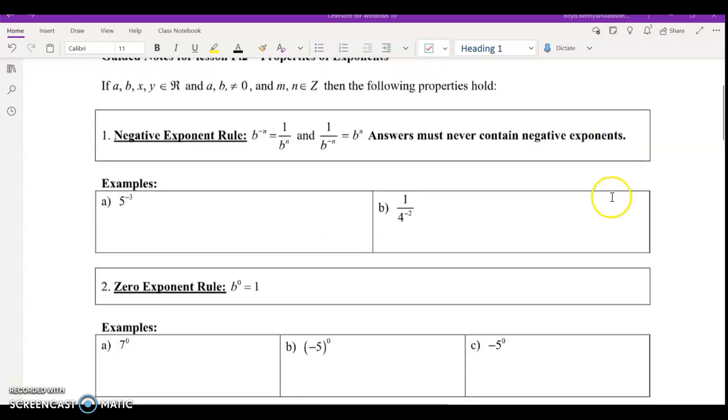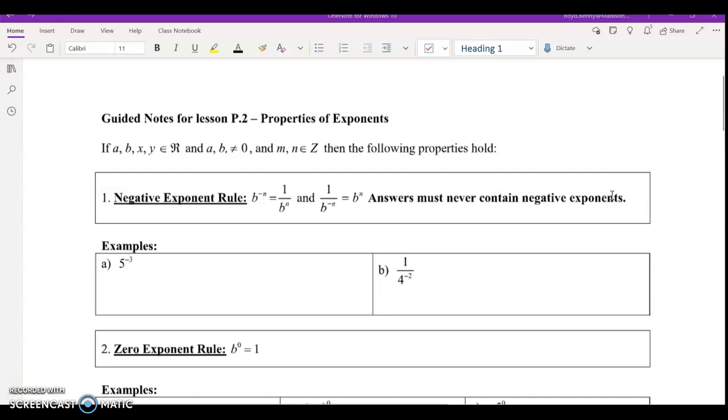We're going to start off with the negative exponents, but we will probably review those rules that we did yesterday and the day before, the product rules. But let's go ahead and dive in here. So you need a sheet of paper out. You need to take notes on this as we go along.